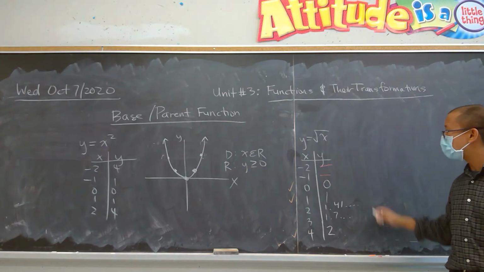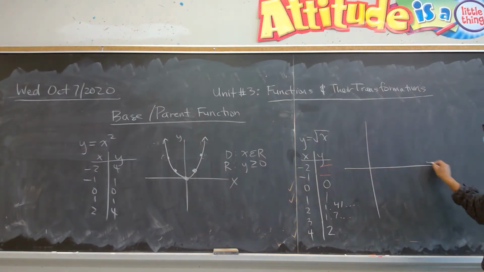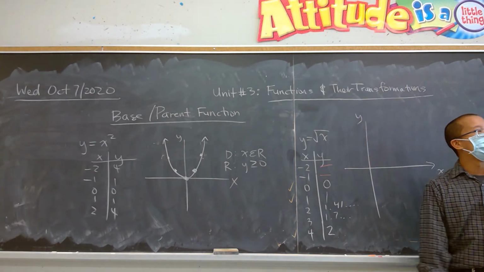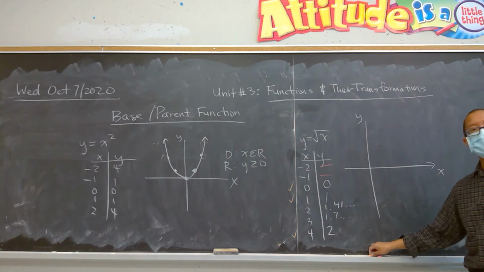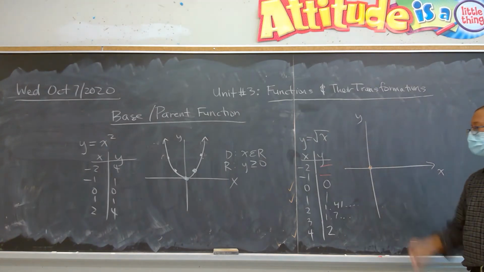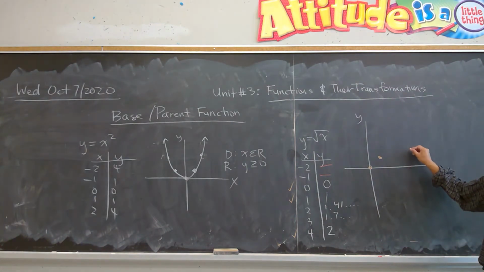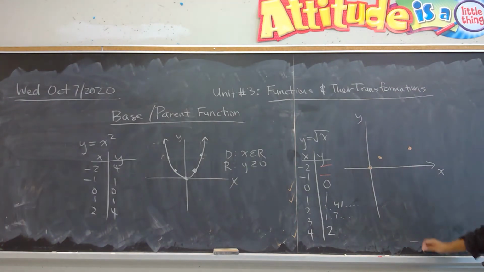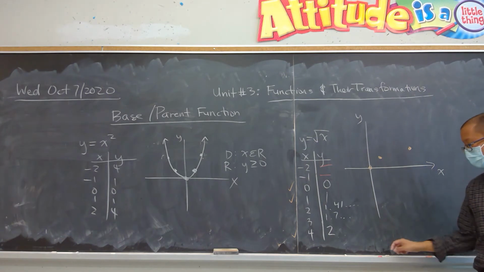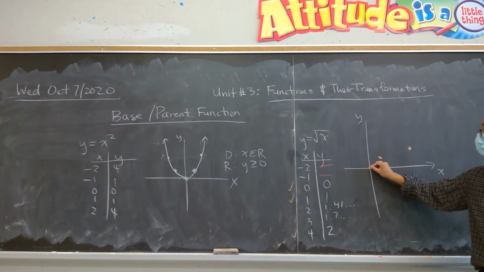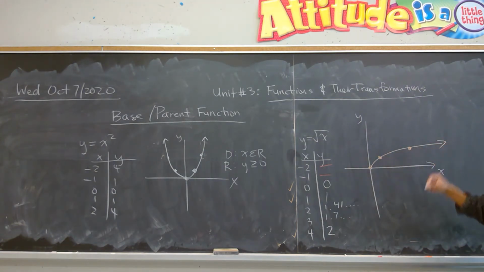And so when we want to graph this, hopefully you're gonna draw those 3 critical points. I'll use orange, hopefully to show you. That's the 0, 0. That's the 1, 1. And this is probably the 4, 2. And as you slowly graph them together, that is the root function.